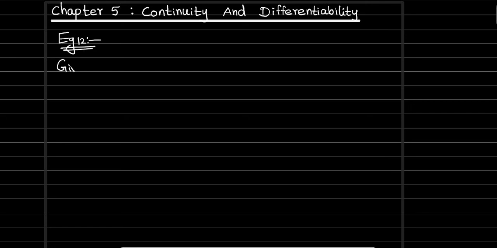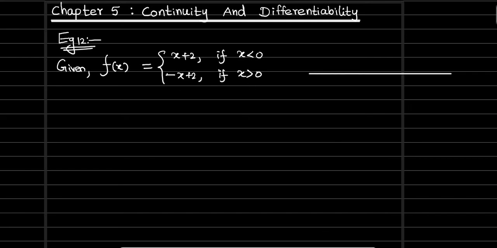Given f of x equal to two functions we have here. So one is x plus 2 if x is less than 0, we need to use the first function. If x is greater than 0, we need to use the second function. See, throughout the real line, we are not applying a single function for the continuity. For checking the continuity, we don't have a single function, right? So we have different conditions, right?